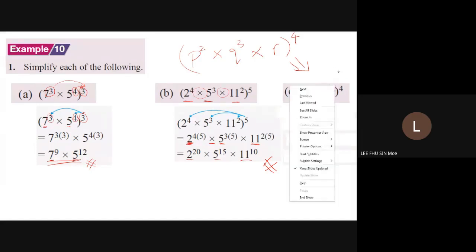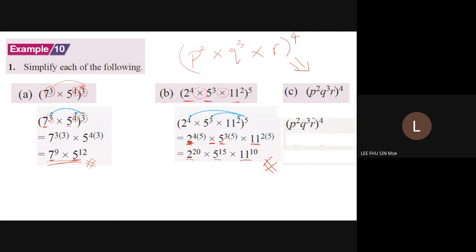Understand? Okay, so this is one. Remember, if nothing here, meaning that it's one, not zero, one. As usual, you do the multiplication one by one, like this, one by one. Then you come out like this.